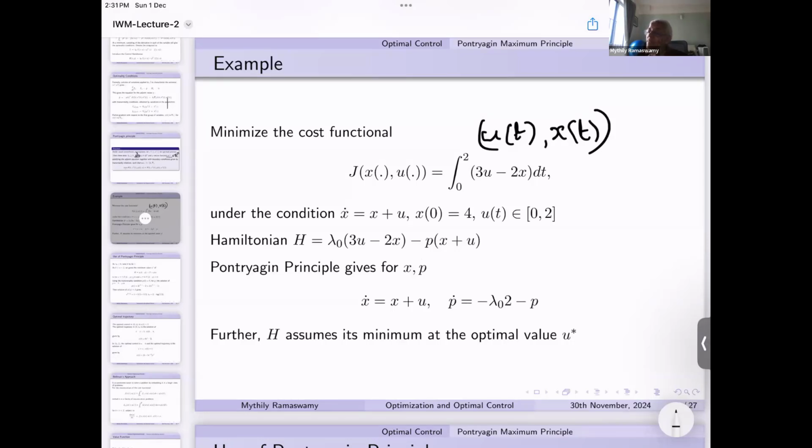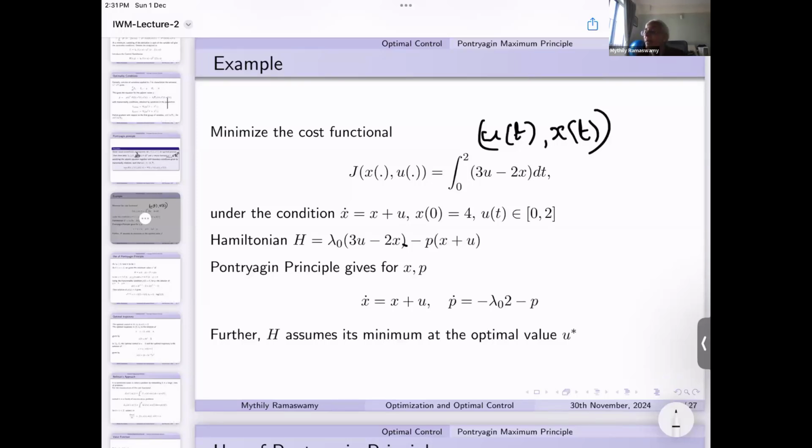Now I have from the previous theorem this system, and I have to solve them simultaneously. x dot is x plus u and p dot is minus H_x. That's what we found out. H has to be differentiated with respect to x, so that gives me minus 2 lambda naught minus p. So I have this equation for the state x and equation for the adjoint vector p. These are coupled actually, so they will have to be solved. But actually in this case, p can be solved independently.